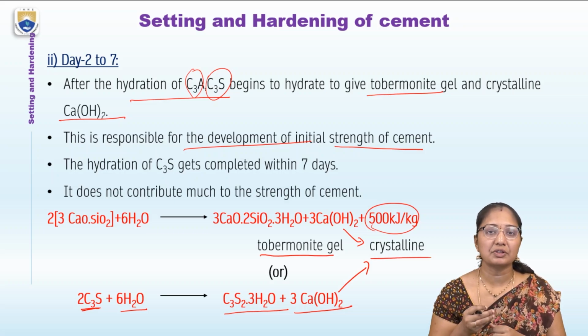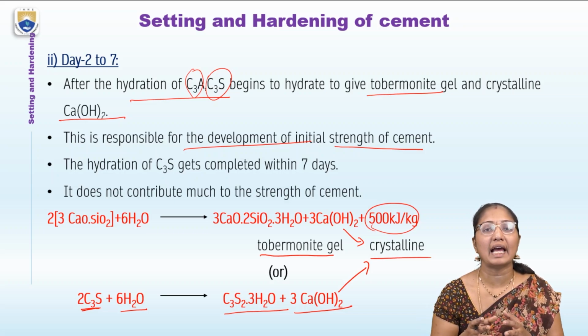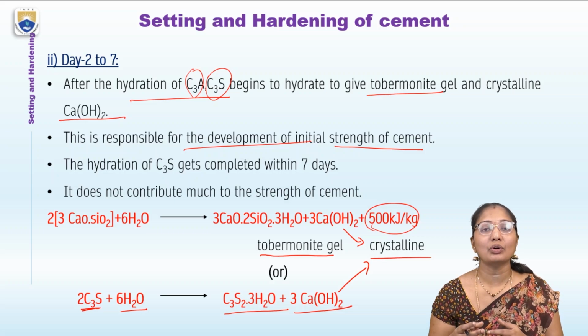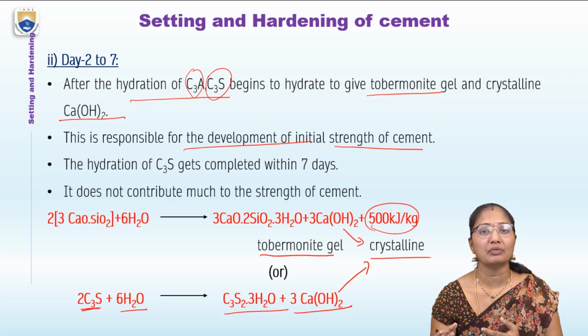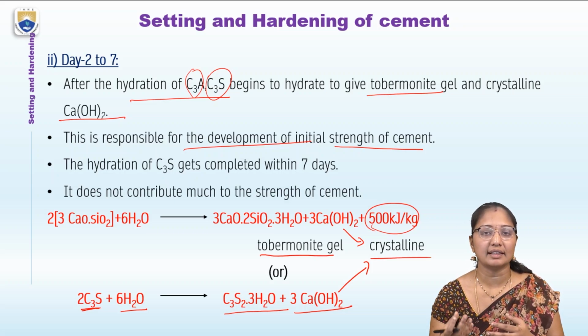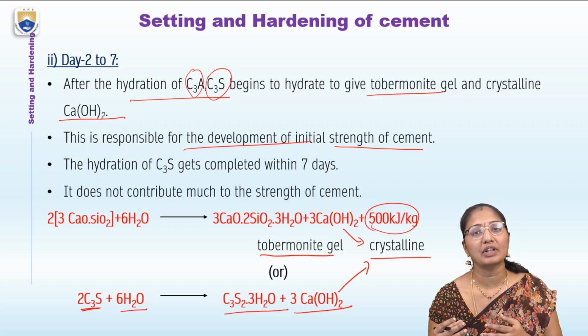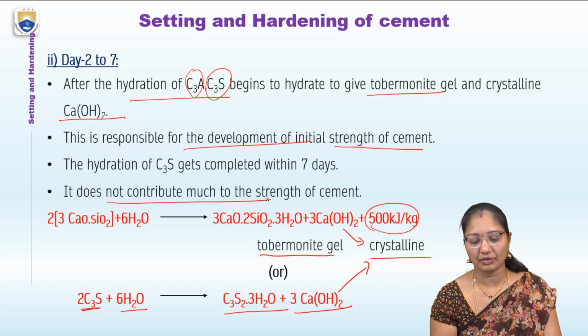In general, the gypsum's purpose is to decrease the setting time, because it doesn't have the hydration property. What happens when it reacts with the tricalcium aluminate is that it forms a sulfoaluminate complex which doesn't have the hydration property. It results in the early setting time of the cement. Here, it does not contribute much to the strength of the cement.